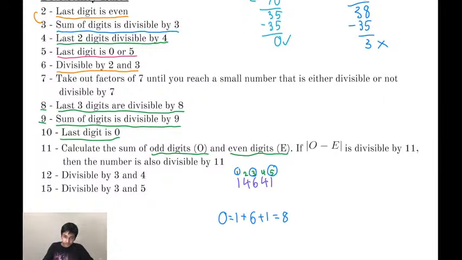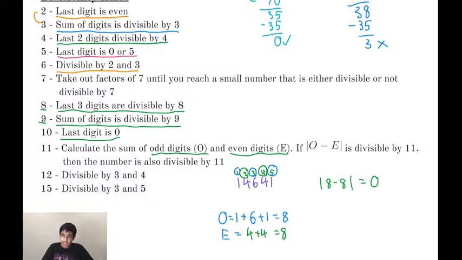The even sum is going to be equal to the sum of the second digit and fourth digit, which is going to be 4 plus 4, or 8. And then we take the absolute value of the difference. So we take odd minus even, so 8 minus 8 equals 0. And since 0 is divisible by 11, so is 14641.